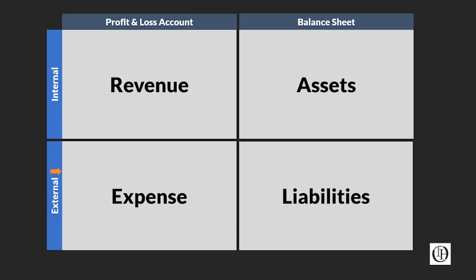The accountants in the house will love debits and credits. So here are your debits and credits. Your expense and assets is debit. Your revenue and liability is credit.